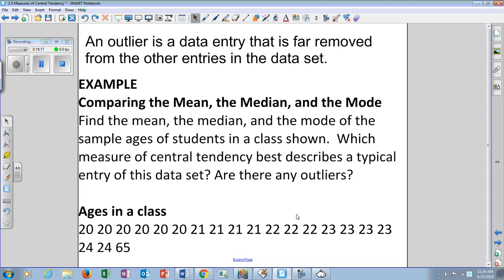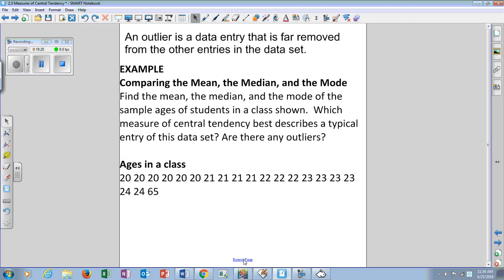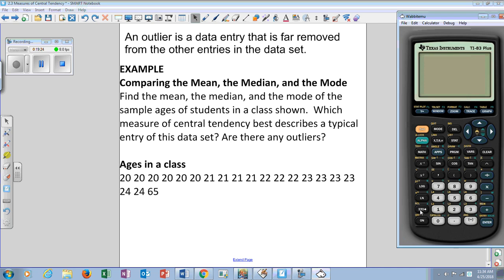So if we look at this data set here, I'm going to put it into the calculator. Now when you put it in the calculator, in order to clear this old data set out, I push up to L1 and clear. Then you just push down and it all cleared out. Let's enter this data into the calculator. Let me show you can do it this way.